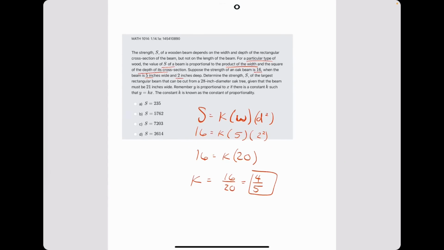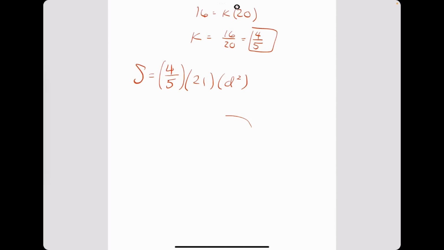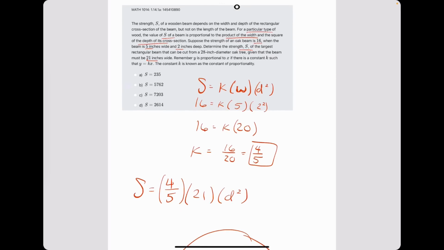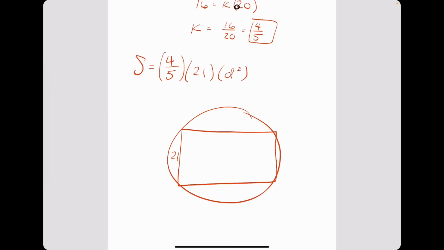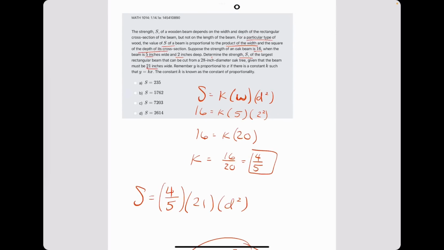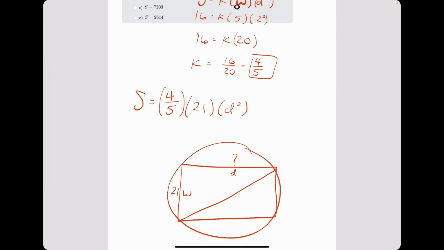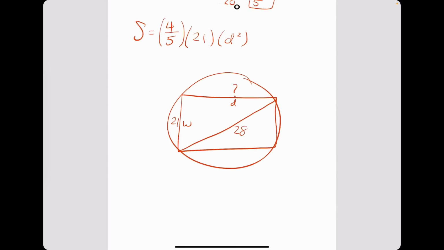Now we set up the same equation. We're determining S, given that K is 4/5, W is 21, and we're looking for D squared once again. So imagine we're looking at a circle. We are fitting a rectangle inside this circle, and we know the width is 21. So we'll call this the width, and we're looking for the depth, this side length, and they tell us that the diameter is 28 inches. So 28 would go here, and we really just find D squared by using that same process.